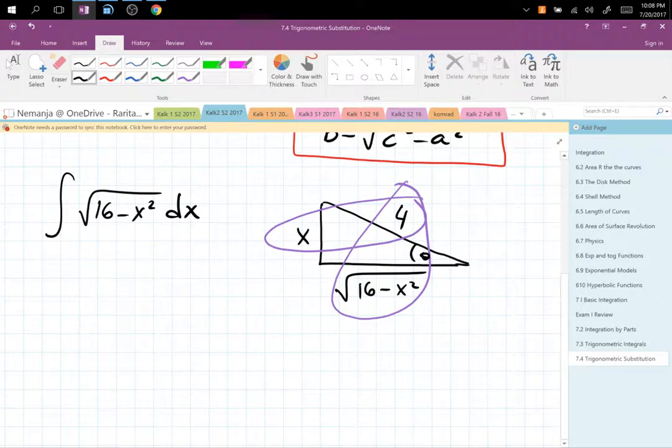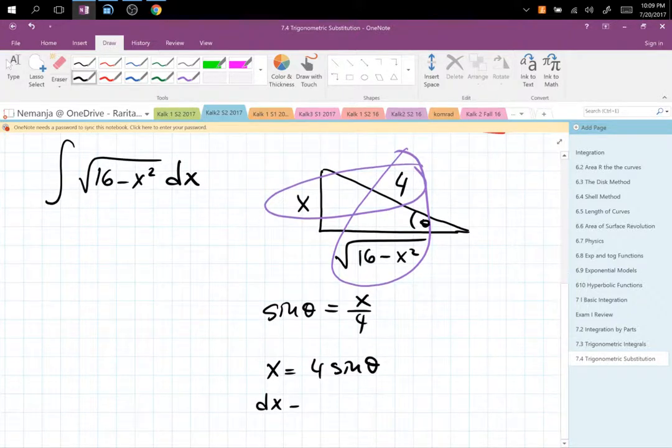So I have x and 4. That would be opposite and hypotenuse, which is sine. So sine theta is x over 4. This means that x is 4 sine theta, and dx, when you differentiate, is 4 cosine theta d theta.